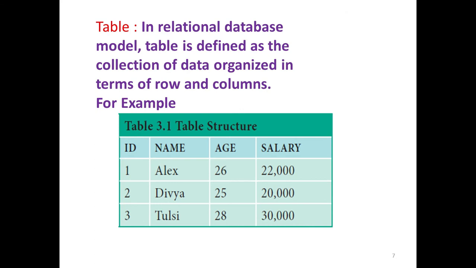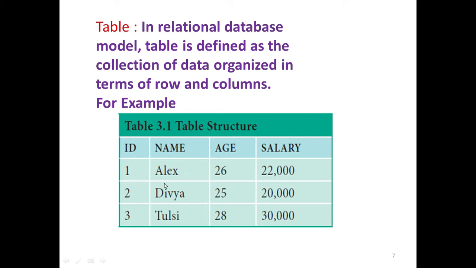And then what is table? It's a 3 mark question to you. Simply ask what is table. In relational database model, table is defined as the collection of data organized in terms of row and column. What is row? What is column? In this example table structure, 1, 2, 3 is the row. The column is ID, name, age, salary. Once again I repeat. In relational database model, table is defined as the collection of data organized in terms of row and column. The combination of row and column is called a table.